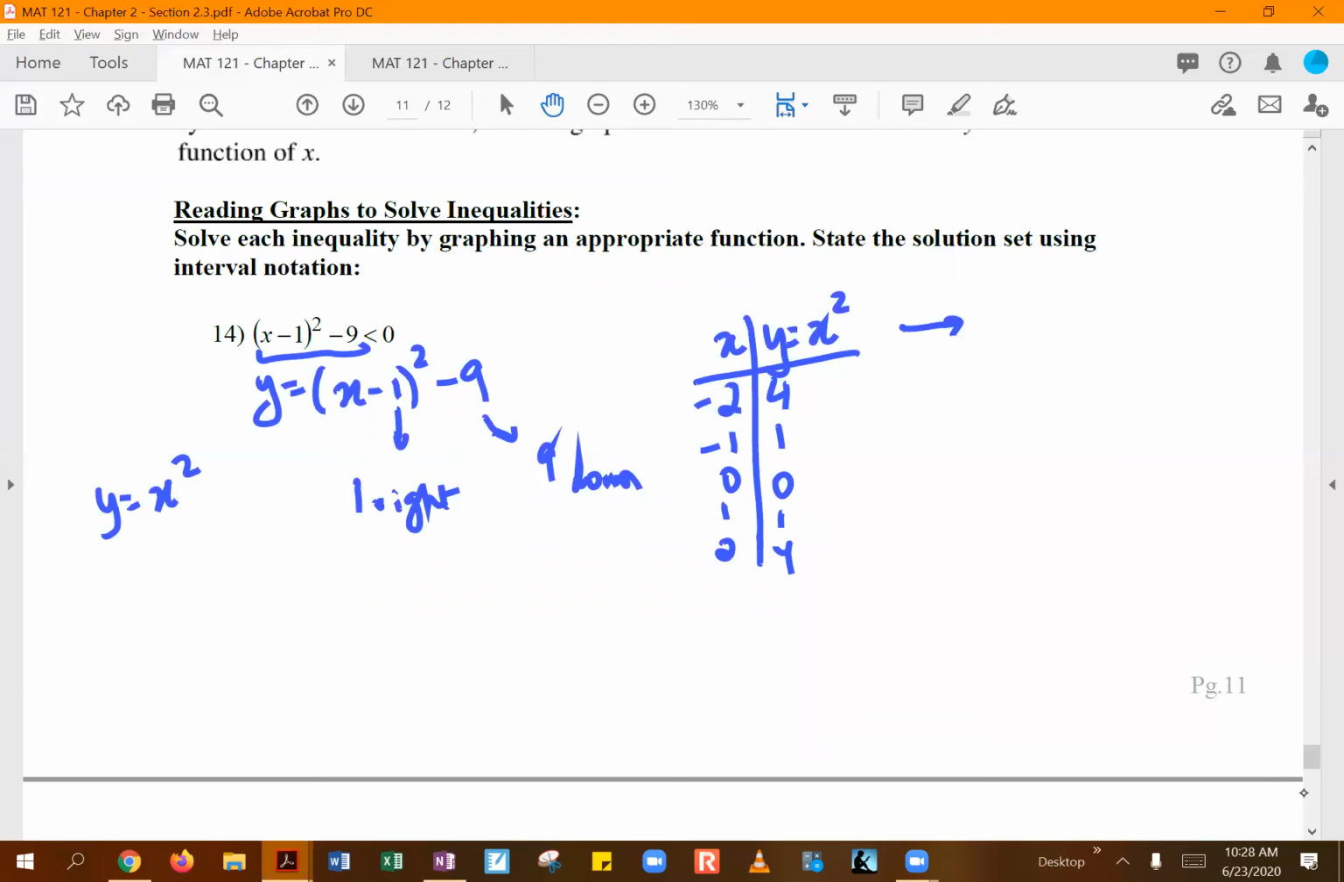If we transform this into our x minus 1 squared minus 9 function, all of your x values have to be moved 1 unit to the right, which means to all of your x values you are going to add 1. And since our graph is moving 9 units down, from all of your y values you would be subtracting 9. So can you tell me what the new x values should be for our second table once you are done adding 1 to them?